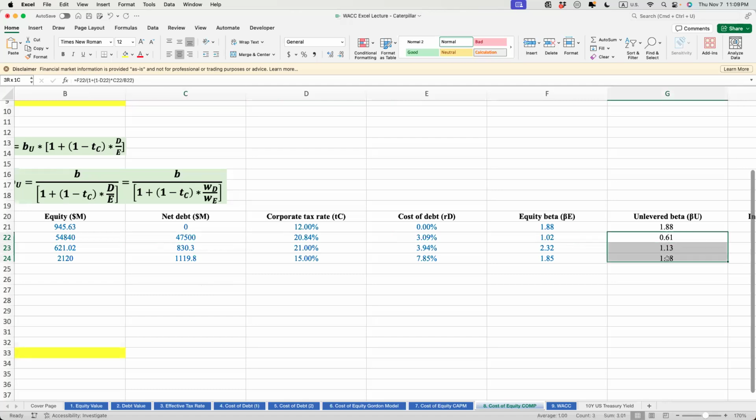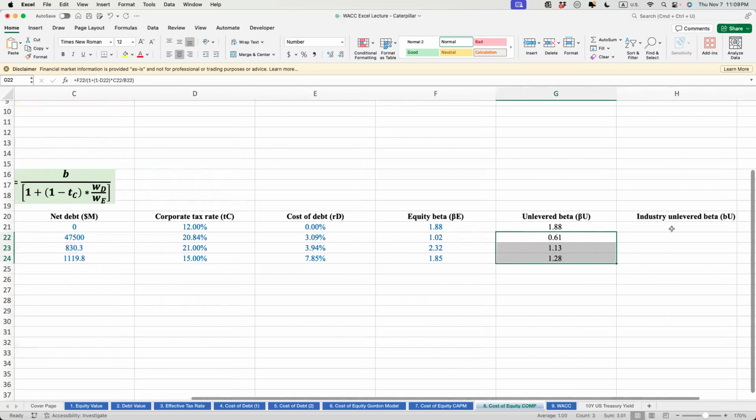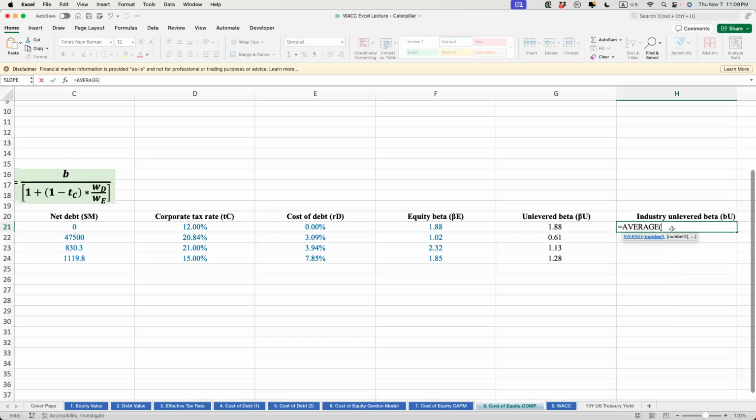So that's what we found here for all three other competitors. Once you calculate unlevered beta, once you take out the risk from your debt holdings, you're going to end up with a lower beta risk. Okay, so then what we need to do is take an average of these four unlevered betas. This will be a good proxy for your company.